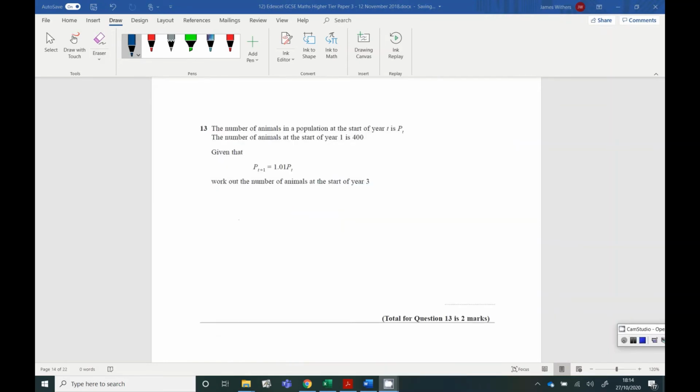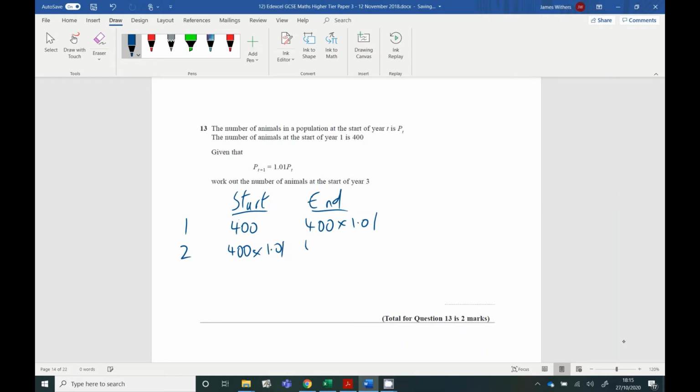Question 13. So all this formula means is the population at the end of the year is 1.01 times the population it was at the beginning of the year. So if we set up a start and an end of year to give us a chance to think: year 1 we're starting off with 400, so at the end of the year we multiply that by 1.01. That's clearly going to be our population at the beginning of year 2, and by the end of year 2 we're going to be multiplying that by 1.01, and that will be what we have at the start of year 3.